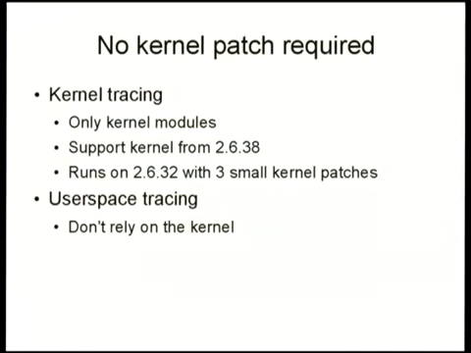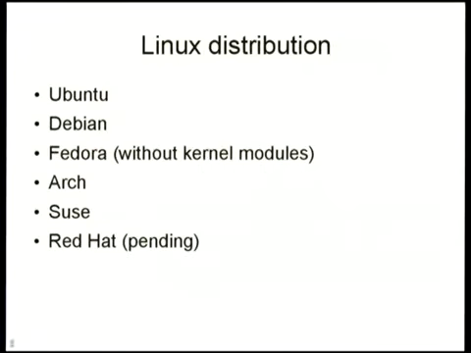If you need user space tracing and just want to trace your application, forget about the kernel module. You can install it directly on your system. We are in almost every distribution: Ubuntu, Debian, Fedora. Fedora doesn't have the kernel module because of the policy of the distribution, but you can install it quite easily. Arch, SUSE, and still pending on the Red Hat side, but it should be in the next release.